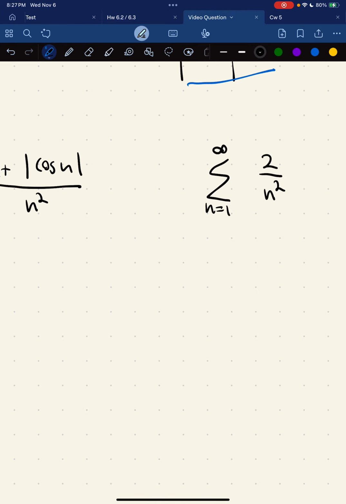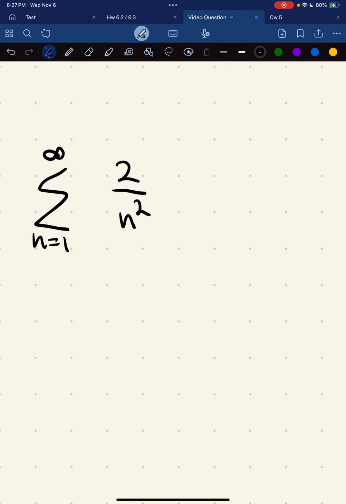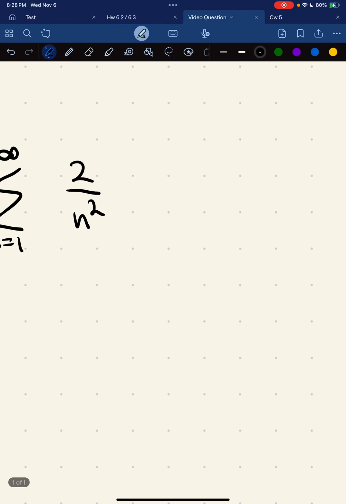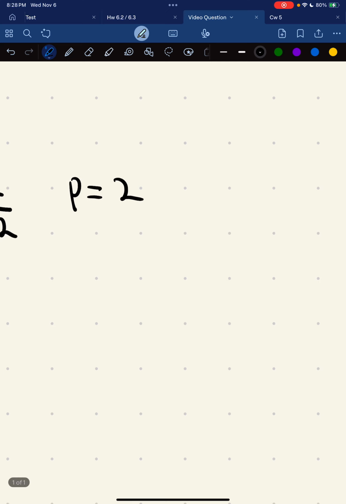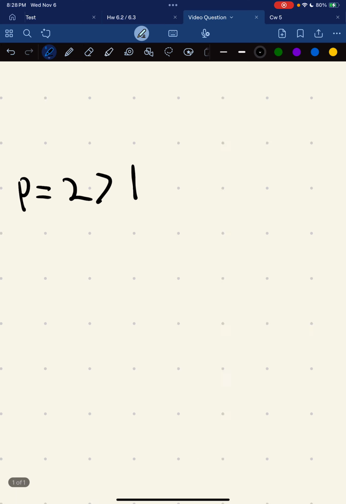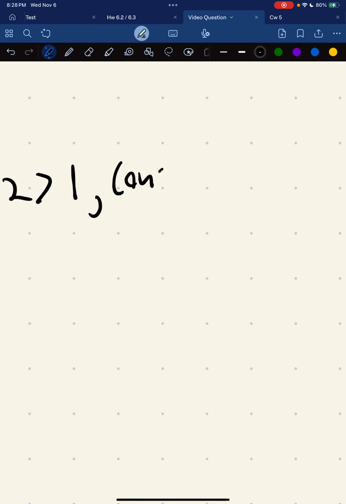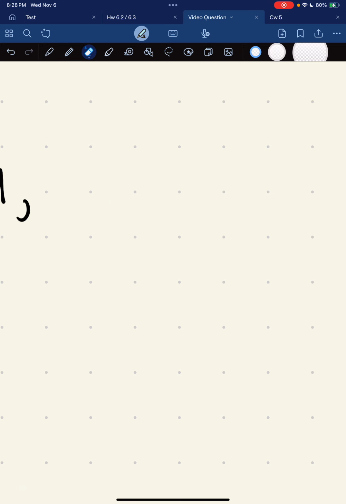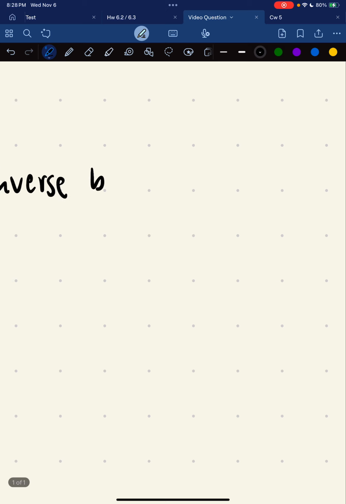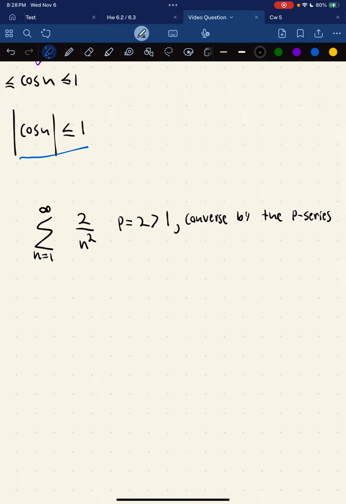For this series, 2 over n squared, it's a p-series. With the p-series, you know that our p is equal to 2, and if the value of p is greater than 1, then it converges. Wait, I spelled that wrong, my bad. Converges by the p-series. Sorry about my handwriting.